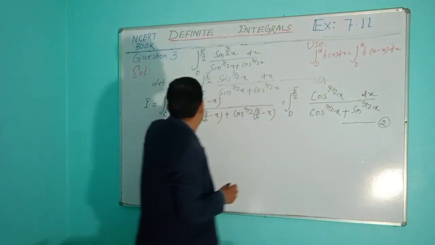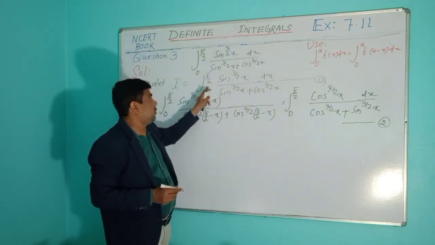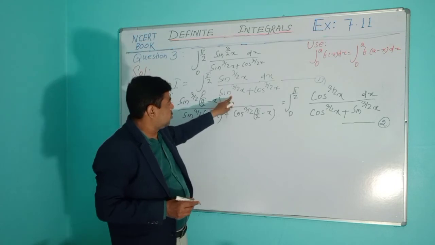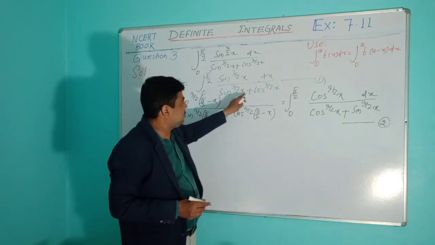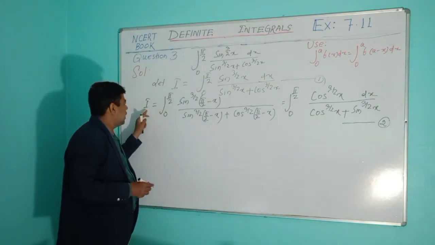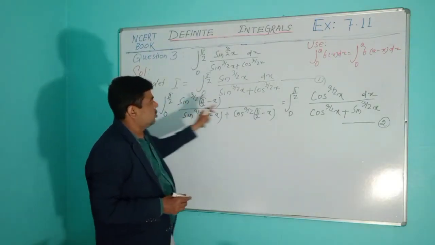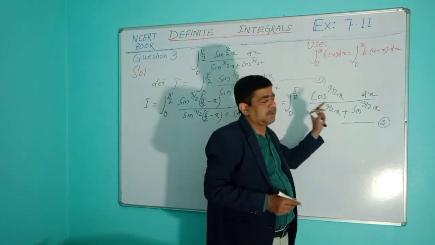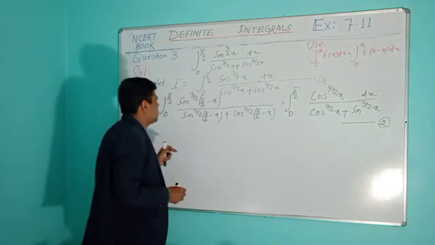Okay, let's see. I is equal to the integration from 0 to pi by 2 of sin to the power 3 by 2 x divided by sin to the power 3 by 2 x plus cos to the power 3 by 2 x. This is equation 1. And the second equation we got, I is equal to the integration of 0 to pi by 2 of cos to the power 3 by 2 x divided by cos to the power 3 by 2 x plus sin to the power 3 by 2 x. Now let us add equations 1 and 2.